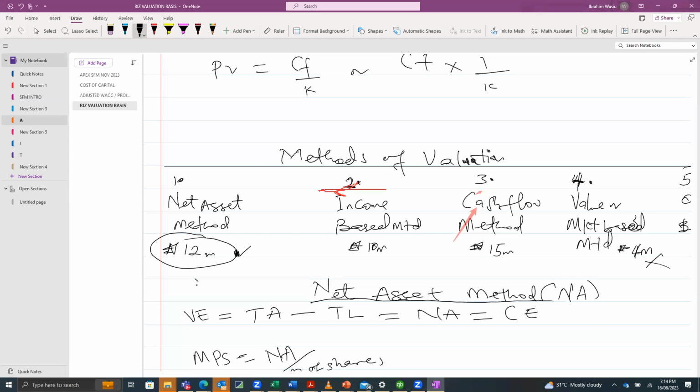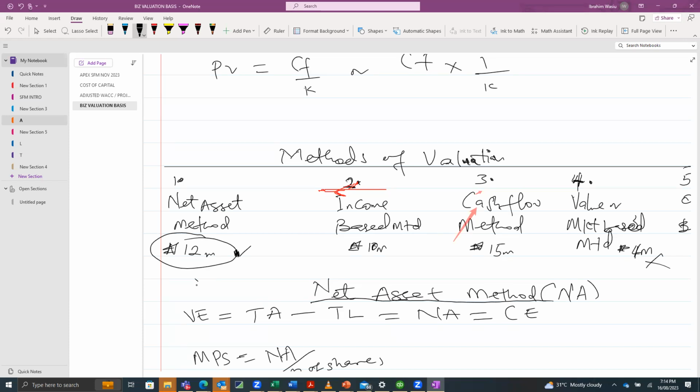Why? When you look at the income-based method, you have some assumptions, same with cash flow and value-based, but net asset method is just me saying that if I dispose of my assets now and deduct liabilities, I can actually get 12 million. So why should I accept 4 million from value-based or 10 million from market-based? Do you get the point? Yes, sir.